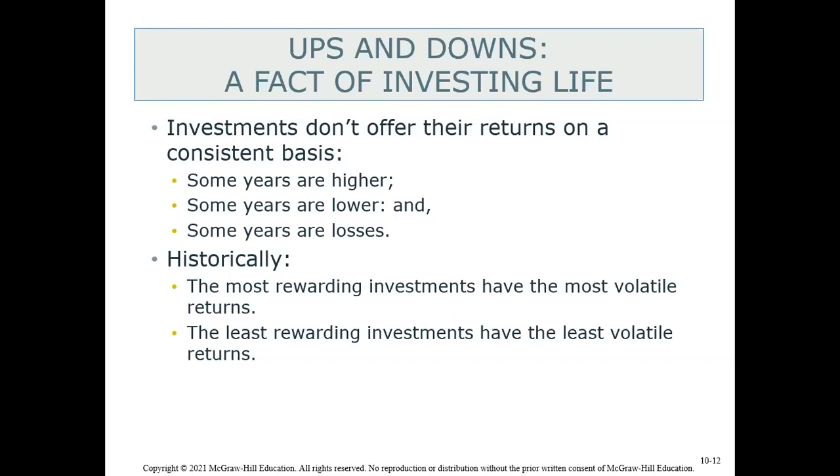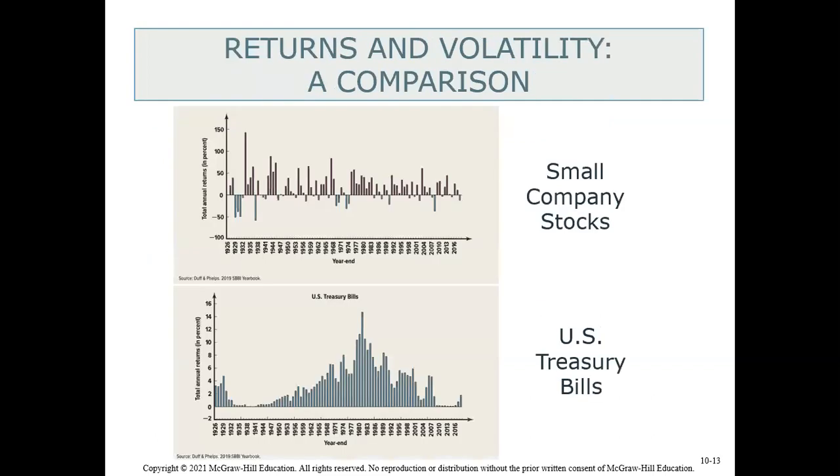So the least rewarding investments like that Treasury bill have the least volatile returns. So they have more positive returns, if any negative returns. Where those small company stocks, you had a real lot of highs and a real lot of lows. So again, these are the pictures that are shown here for small company stocks and the US Treasury bills. Look at that comparison. Most volatile versus least.